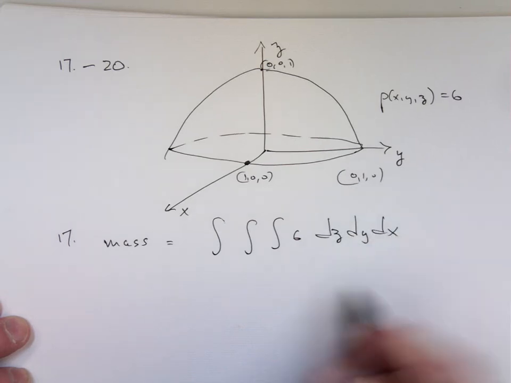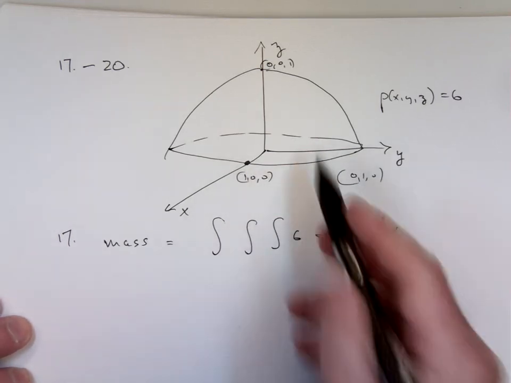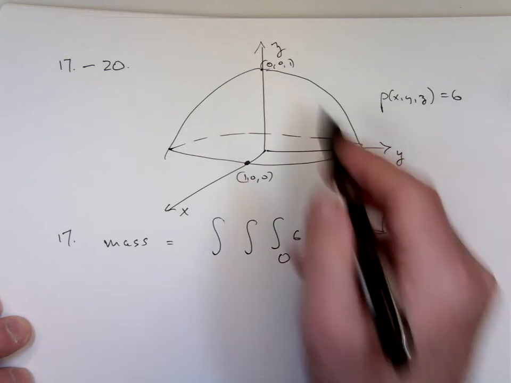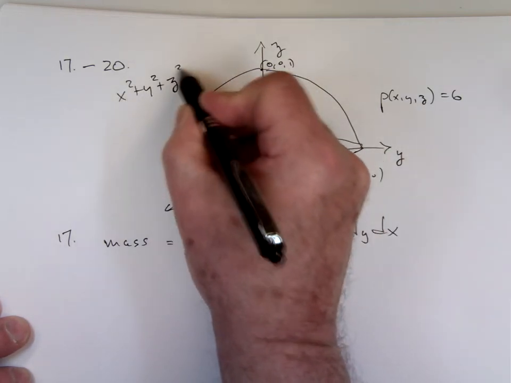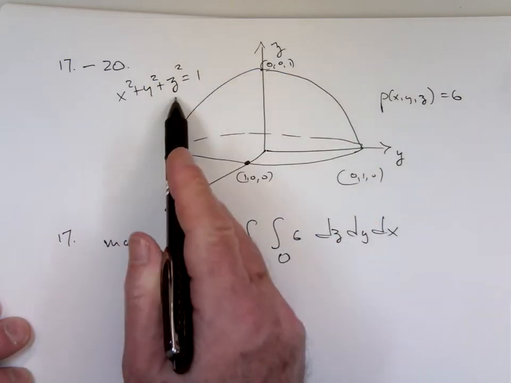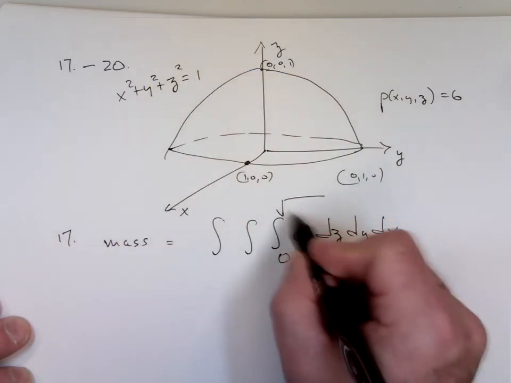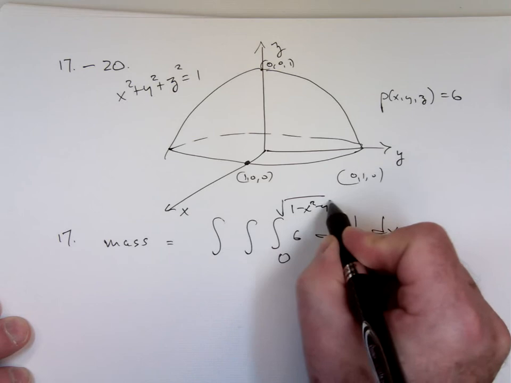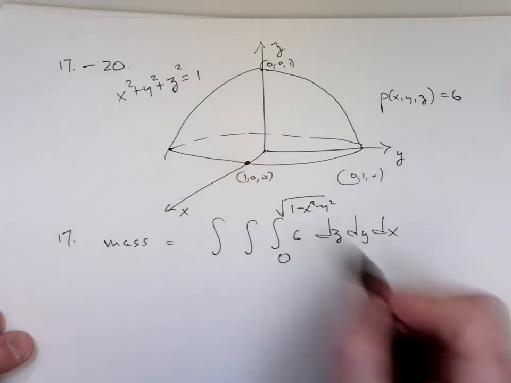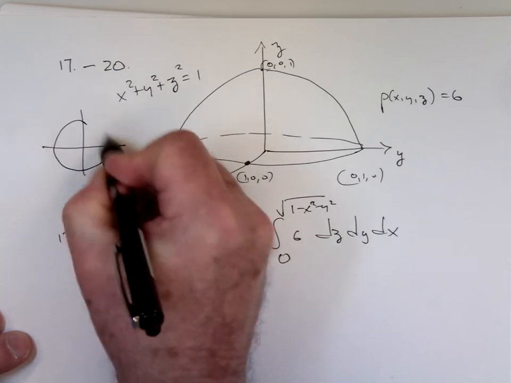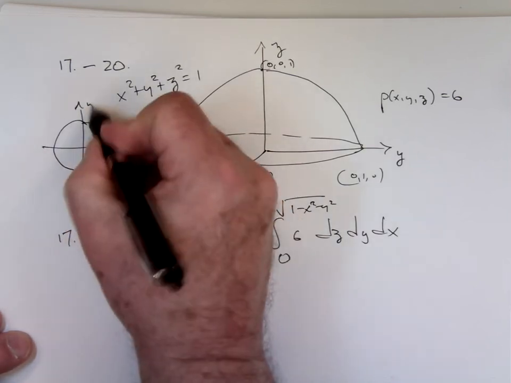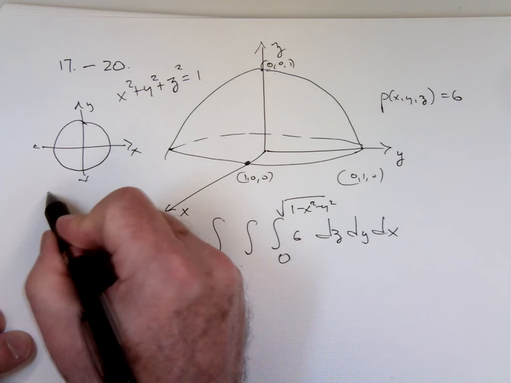Okay. We're going to go from bottom to top. The equation of the sphere is equal to this, so the hemisphere is the positive square root. The y's and x's are going to be determined by this circle down here in the xy plane, and that's a unit circle.